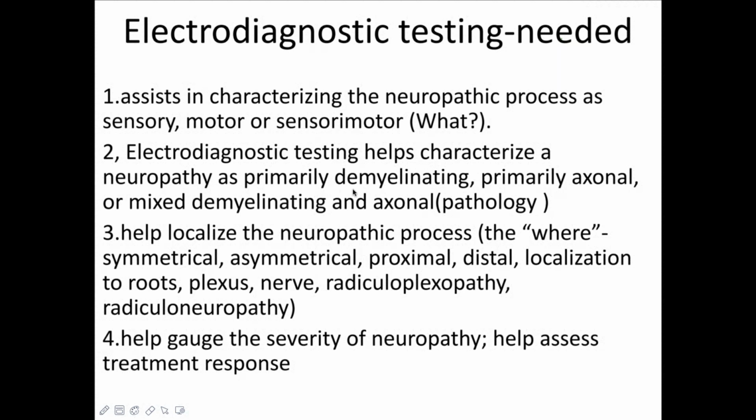Electrodiagnostic testing helps characterize the neuropathy as primarily either demyelinating or axonal or mixed. It will localize where exactly it is. Is it symmetric, asymmetric, and what is going on? Is it root, plexus, nerve, radicular plexopathy? And finally, how severe is it and how early you need to be aggressive with the treatment.